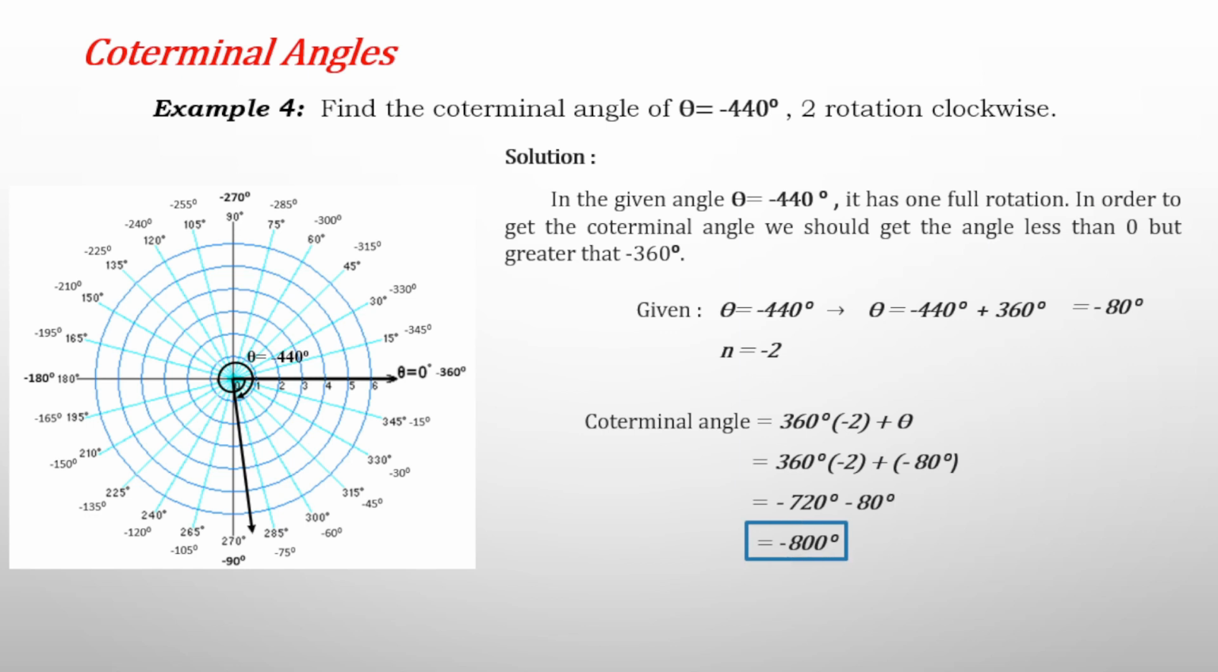So as we are going to graph negative 800 degrees, one rotation clockwise, two rotations clockwise, and then we are going to extend the rotation up to the terminal side of negative 440 degrees, and then this is now our graph for the coterminal angle negative 800 degrees of the given angle negative 440 degrees.